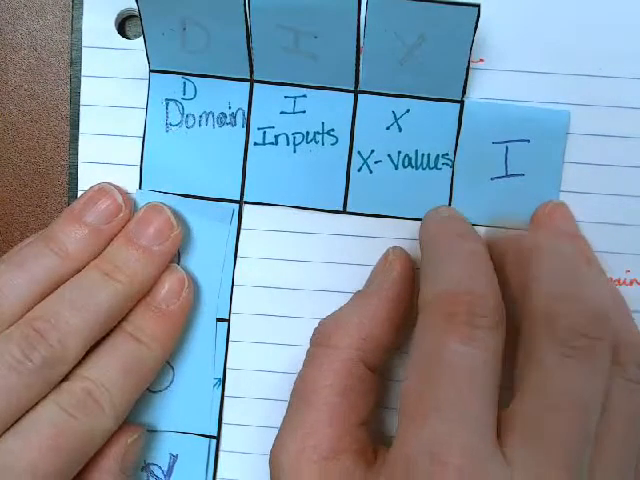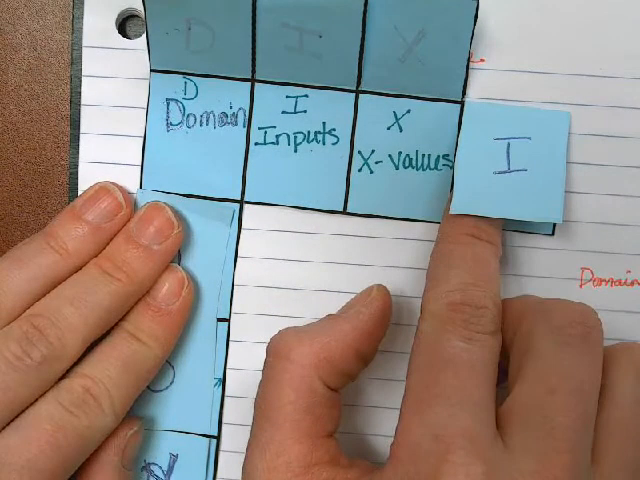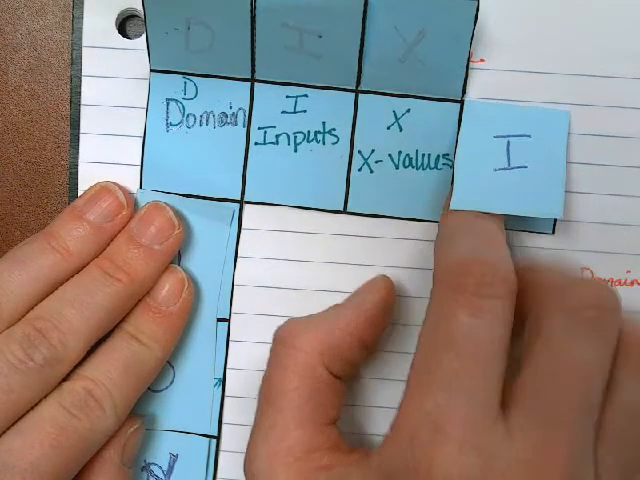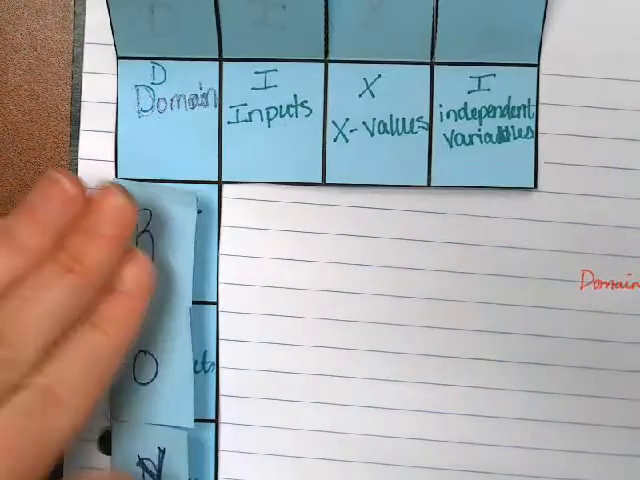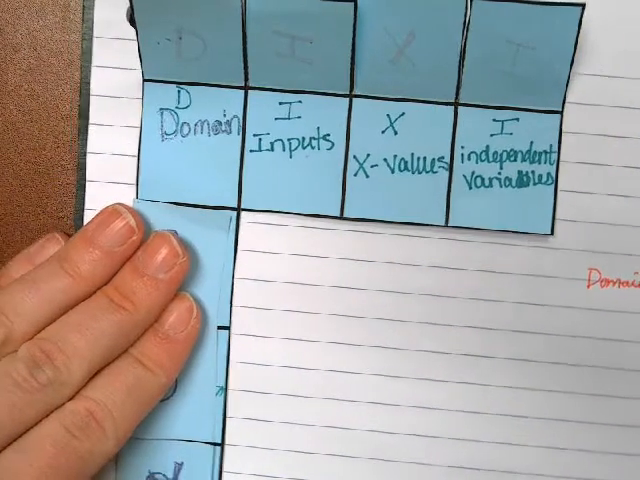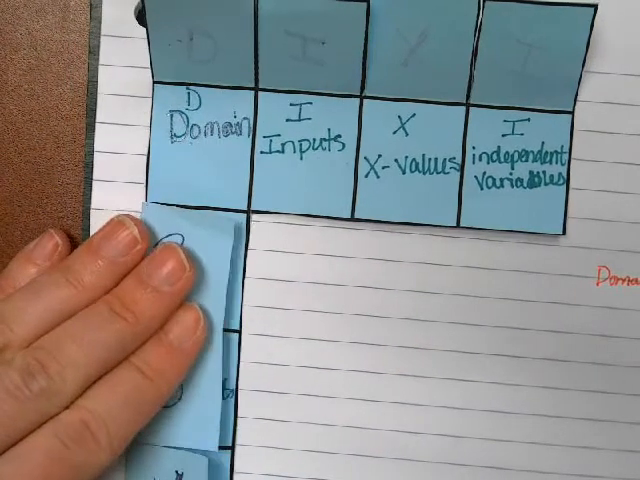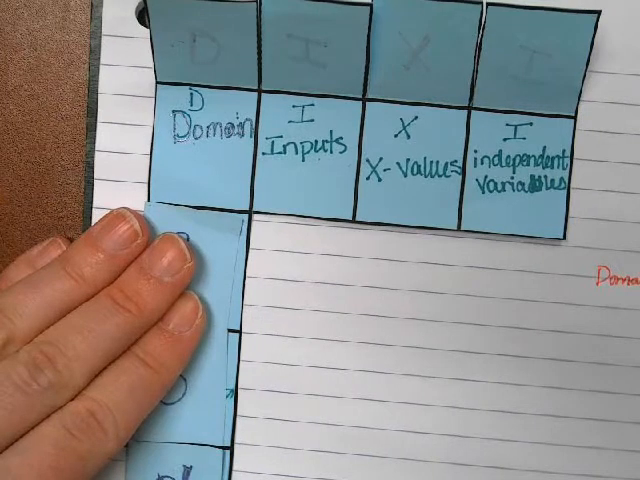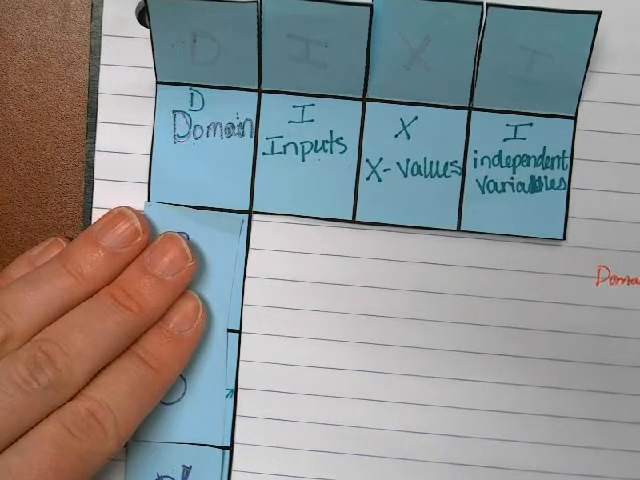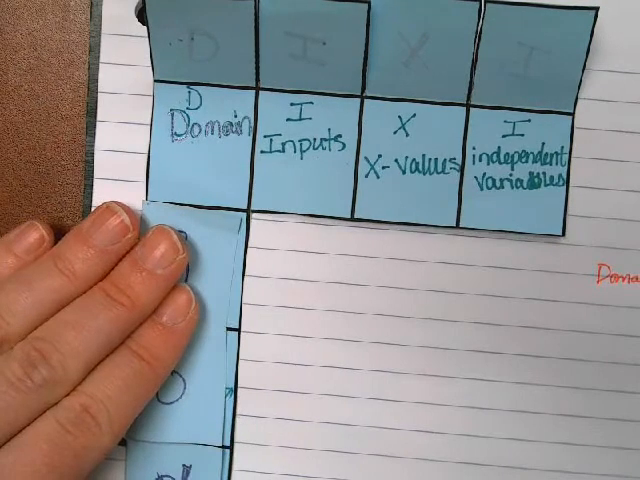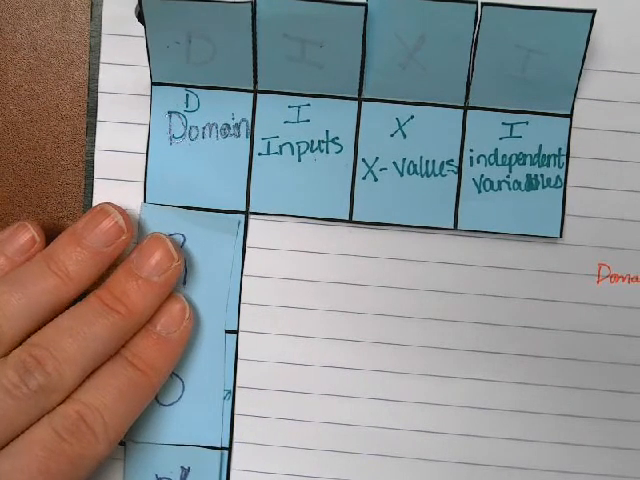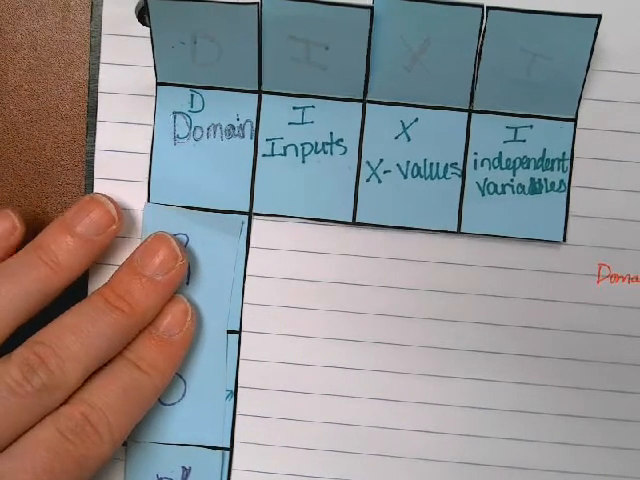And x values are also known as, anybody know? Integers? Good guess, but no. They can be real numbers, but independent variables. The domain is the inputs, or the x values, or the independent variables. That's what the domain is.